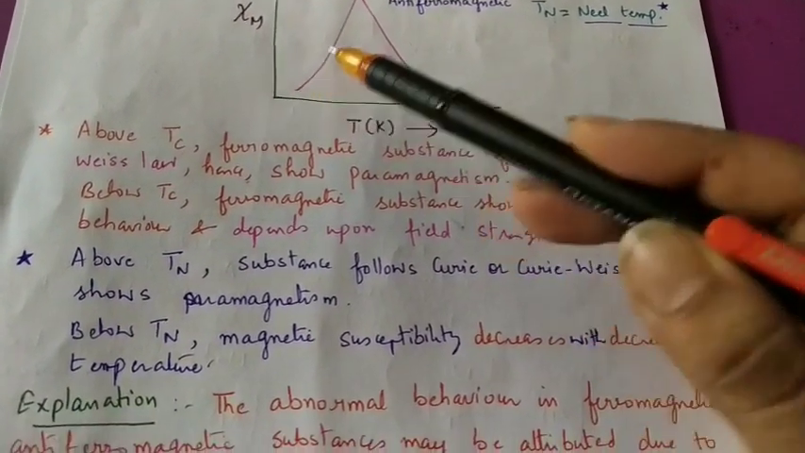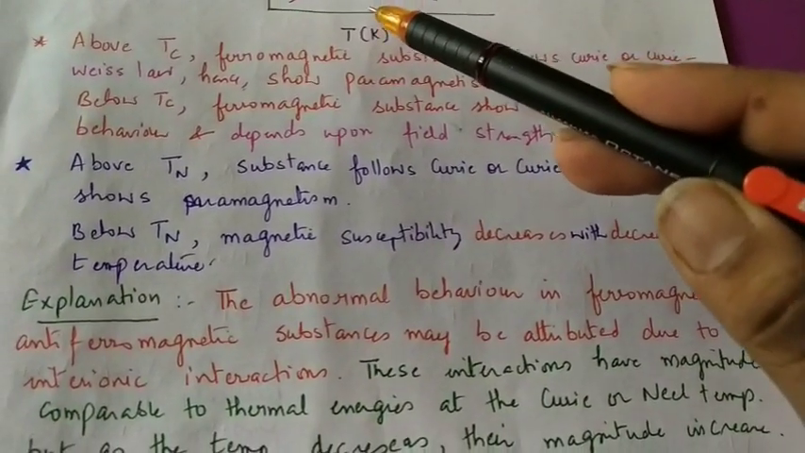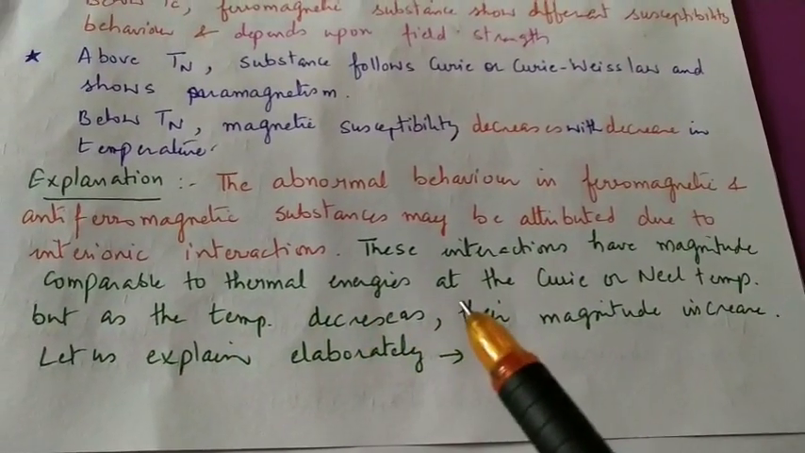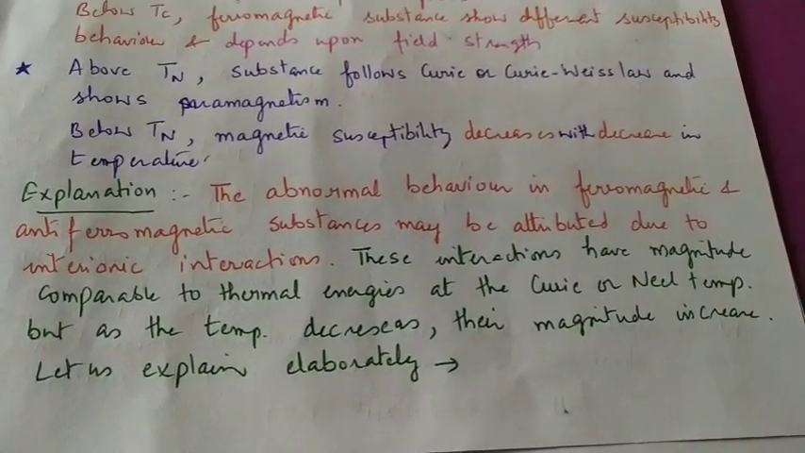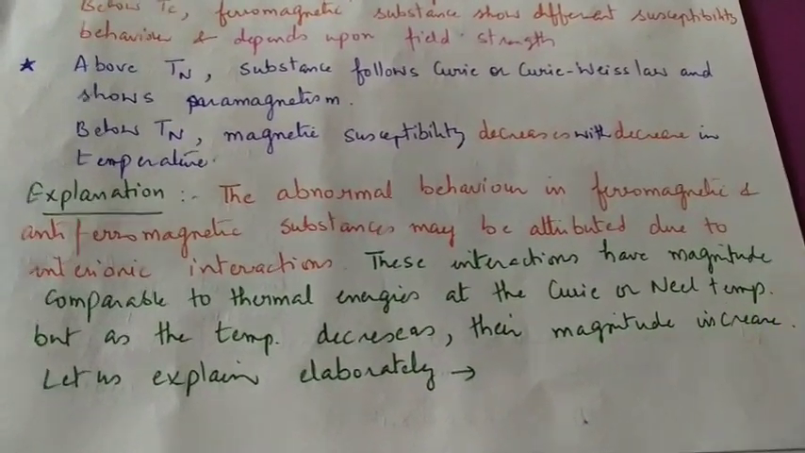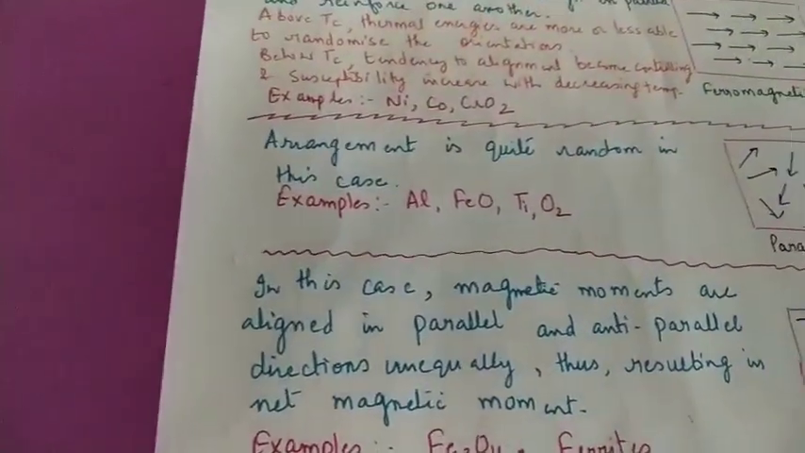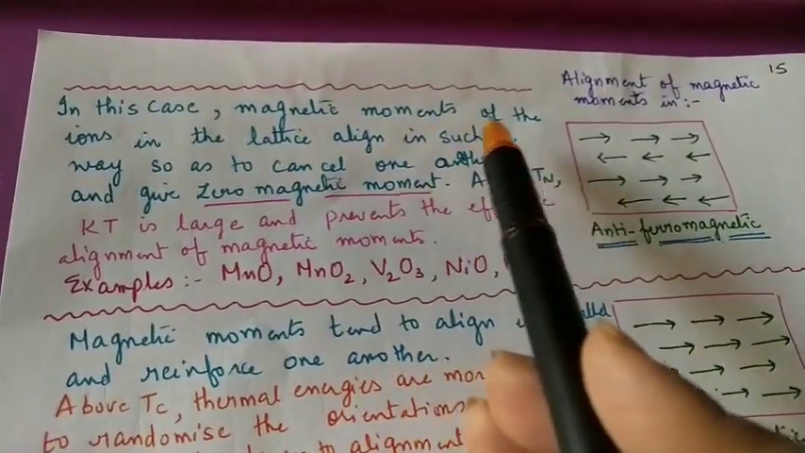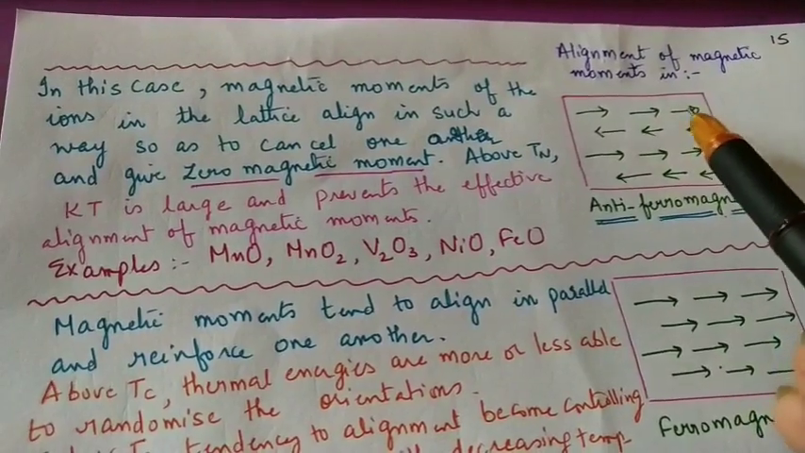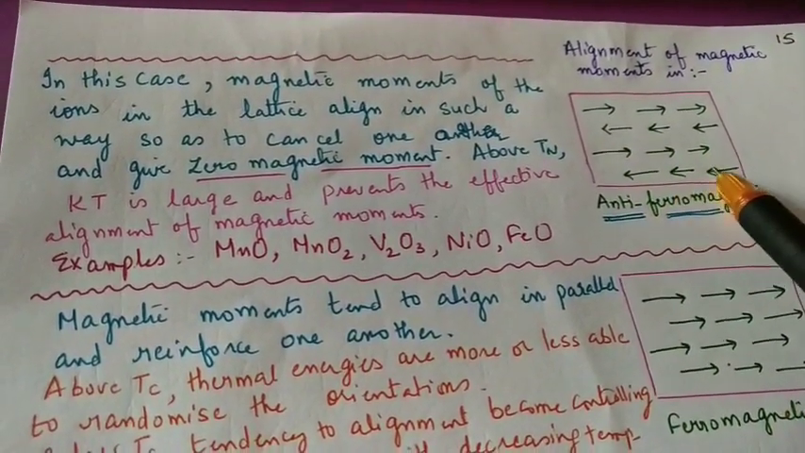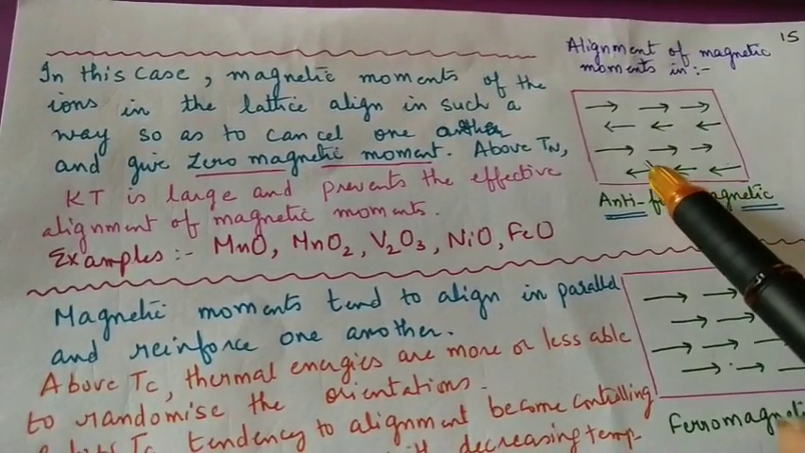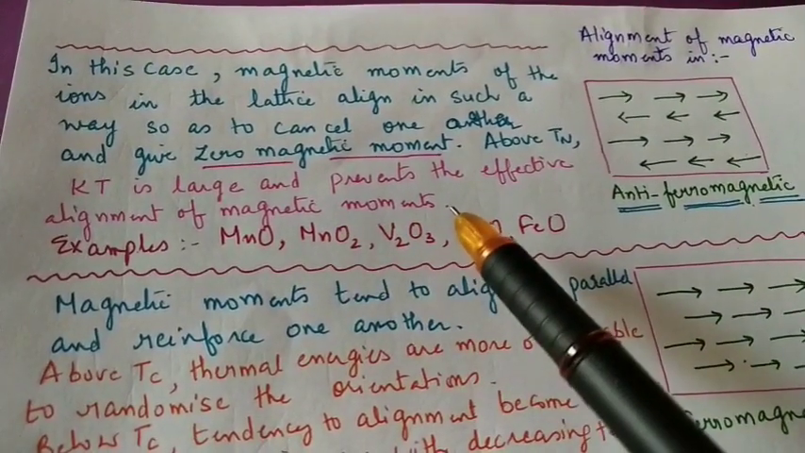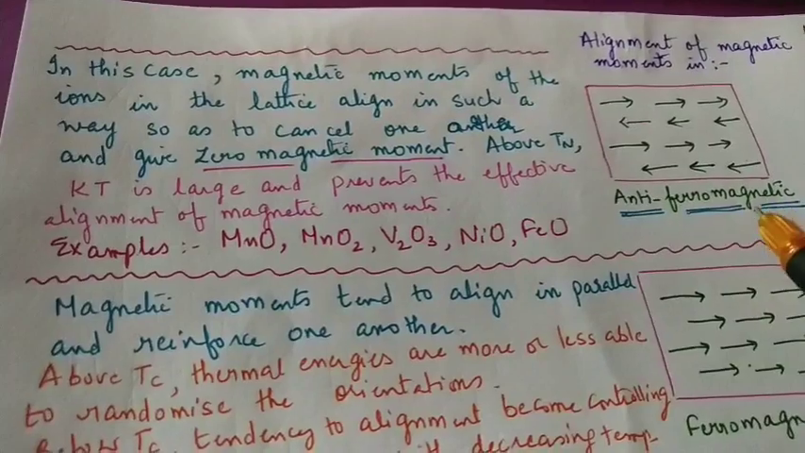Now, what is the reason? The reason for this abnormal behavior in both the cases is interionic interactions. These interionic interactions have magnitude comparable to thermal energies at the Curie or Neel temperature. But as the temperature decreases, the magnitude increases. Now let us explain it in a more elaborate way. Here in the case of antiferromagnetic substances, magnetic moments of the ions in the lattice are aligned in such a way that they cancel each other, so that we have mu equal to zero. So above the Neel temperature, the thermal energy is large, so it prevents the effective alignment of the magnetic moments. So this explains the behavior of antiferromagnetic substances.